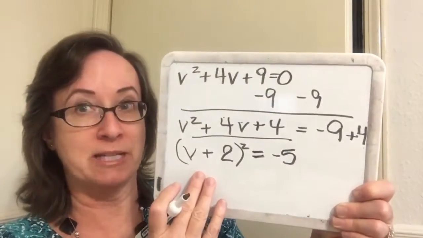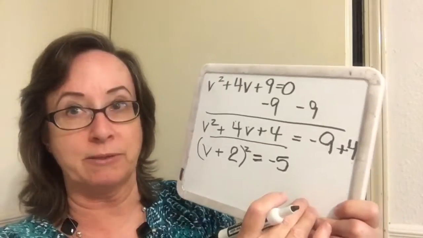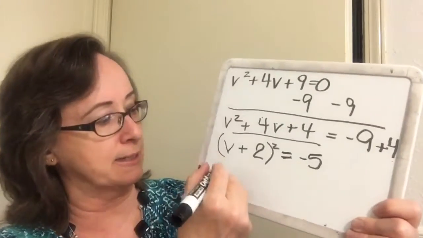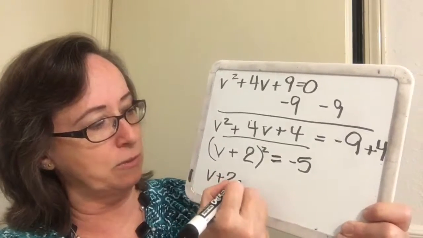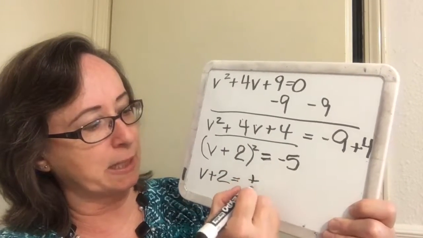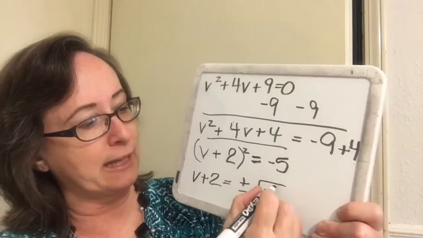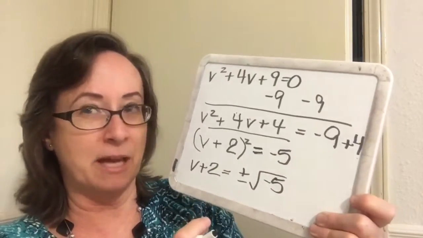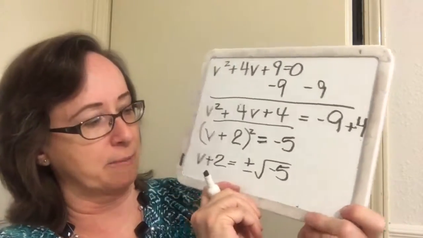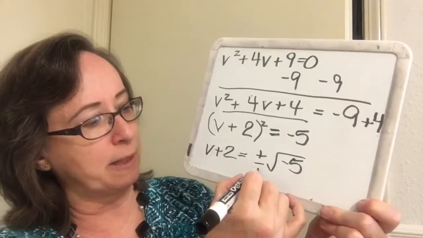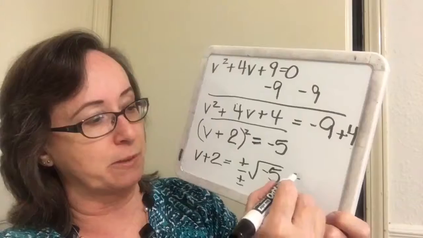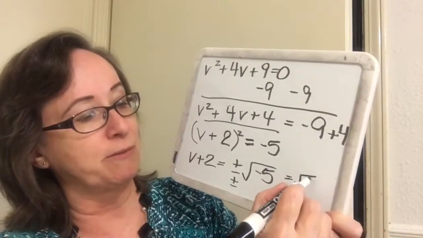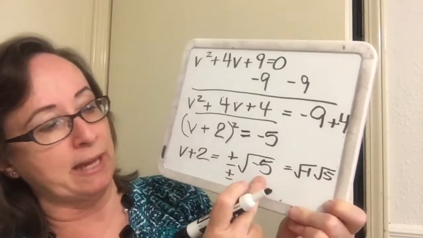Now I'm ready to use my square root property. I take the square root of both sides, remembering my plus and minus. So the left-hand side, when I take the square root, I get v plus 2. On the right-hand side, I'm going to get plus or minus the square root of negative 5. 5 is not a perfect square, so it's not going to come out. But this is going to wind up being plus or minus. The i is the square root of negative 1, square root of 5 is what we have.